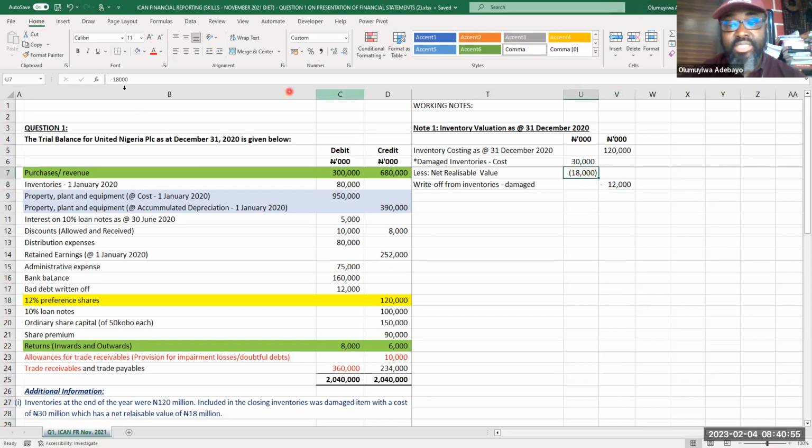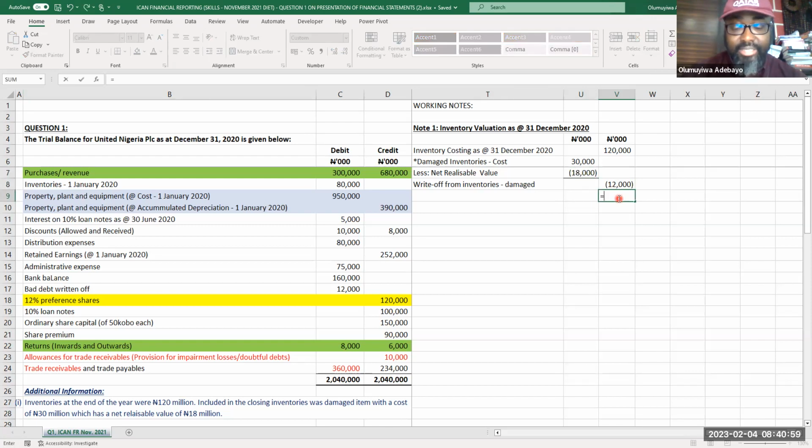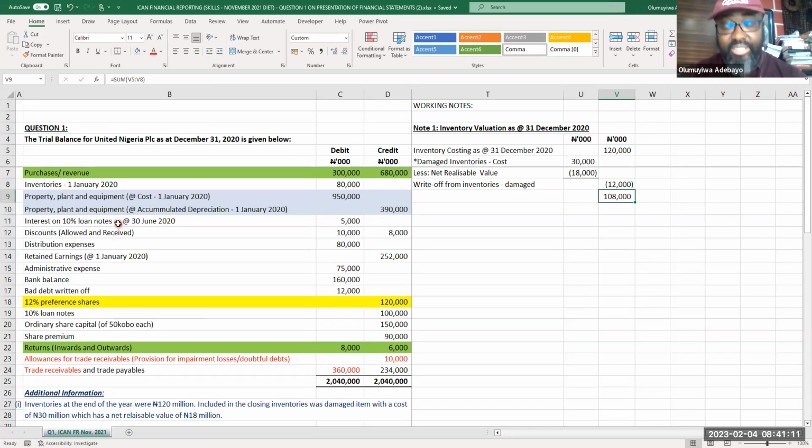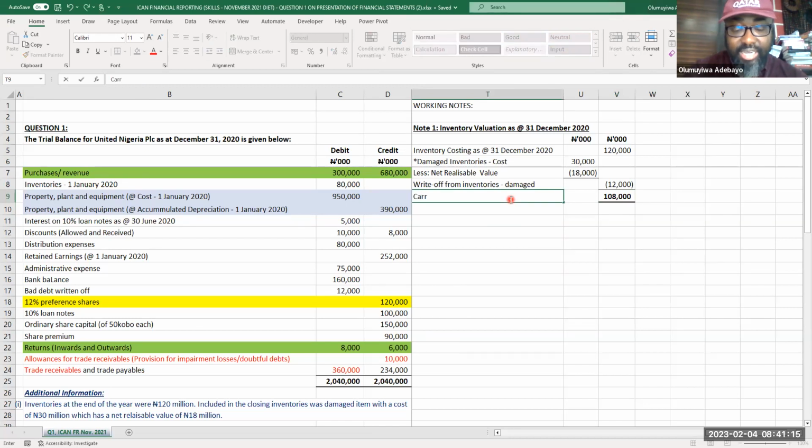Now, what is the loss in it? The loss you have is the difference between these two, and that is 12. And this 12 is the write-off from inventory damage. Therefore, I can no longer recognize the inventory at 120, but it is 120 less the write-off. And that is the new value of inventory. Yes, and this is what you'll have done with Gabriel on IAS 2. We are just demonstrating it now, which means this is the carrying amount of inventory after recognizing the write-off.